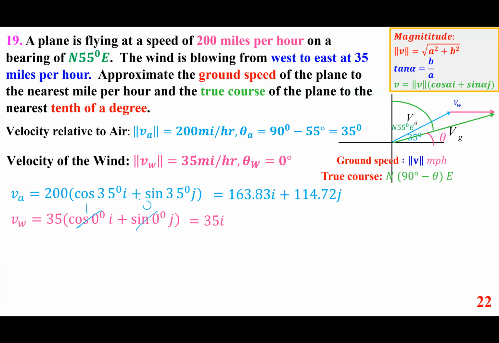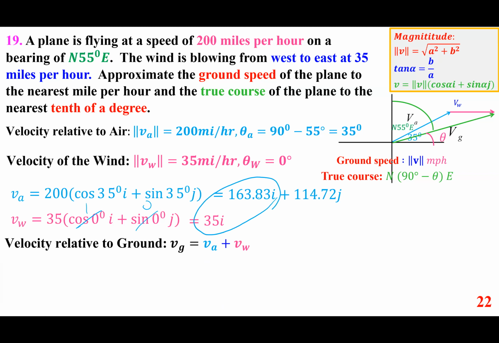We want to find the velocity relative to the ground. We have to add them up. We add up their components. These two add up because they both have i, and just 114.72j. So that would be the vector format.